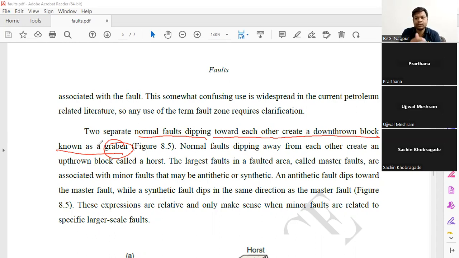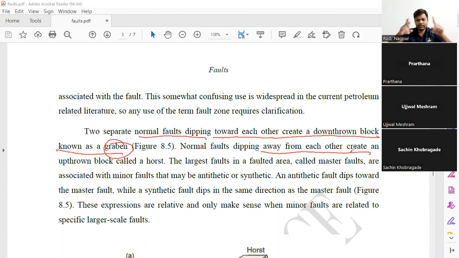Now you know the famous grabens in India, just like the Godavari graben, Pranhita, Mahanadi graben. These rivers flow through the grabens.